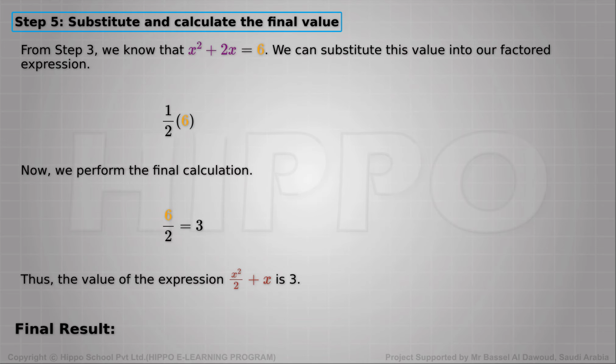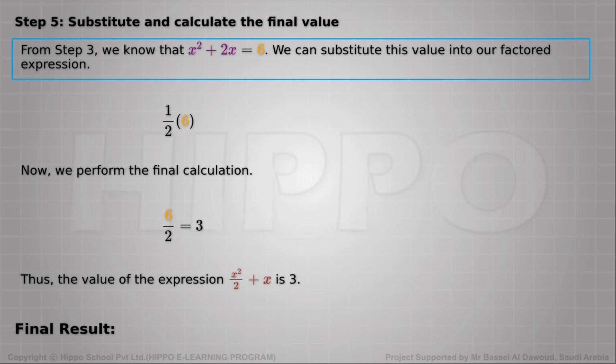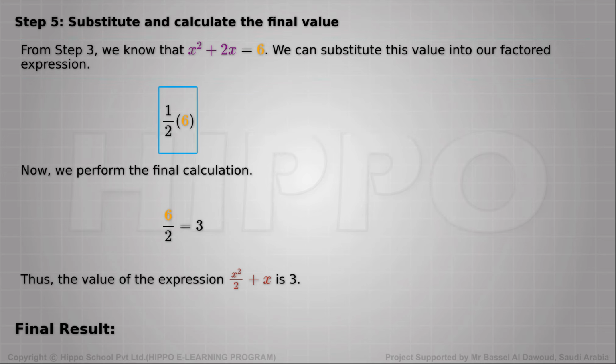For step 5, we'll perform a simple substitution. From step 4, we know that our target expression is equal to 1/2 times the quantity x squared plus 2x. And from step 3, we know that x squared plus 2x is equal to 6. So we can replace that entire chunk in the parentheses with the number 6. Our expression now becomes simply 1/2 times 6.